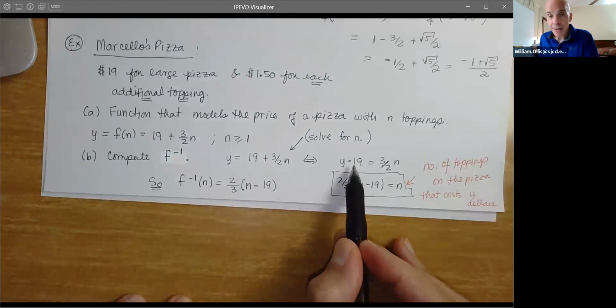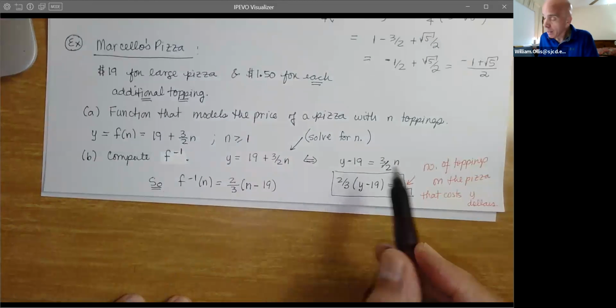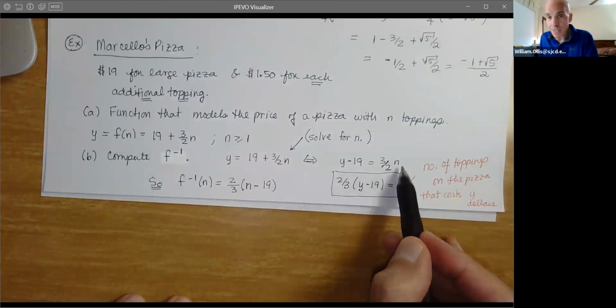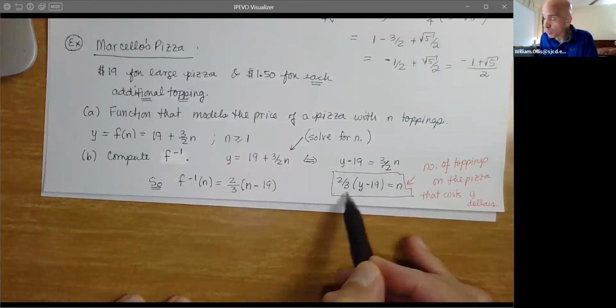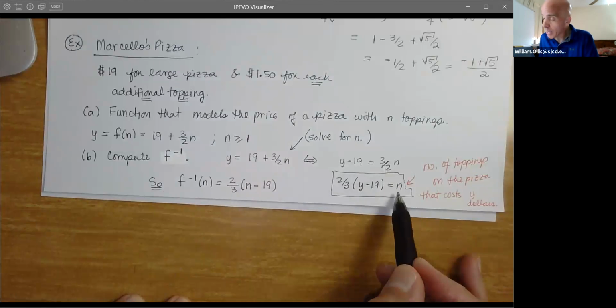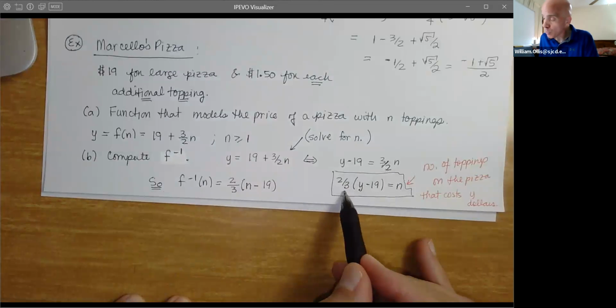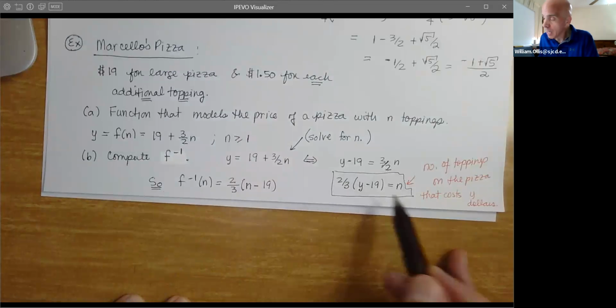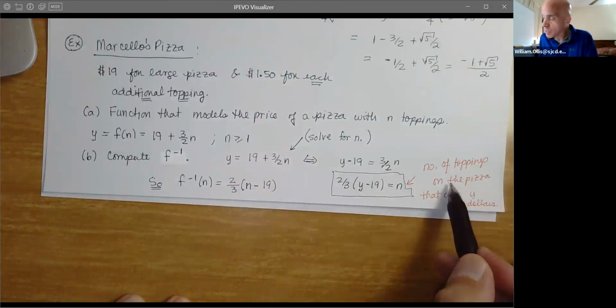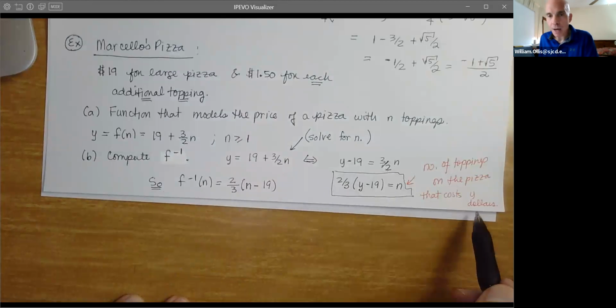So we subtract 19 from both sides, and then we have that equals 3/2 n. So now multiply by 2/3 to absorb the 3/2. So we have n equals 2/3 times y minus 19. So this is the number of toppings on the pizza that costs y dollars.